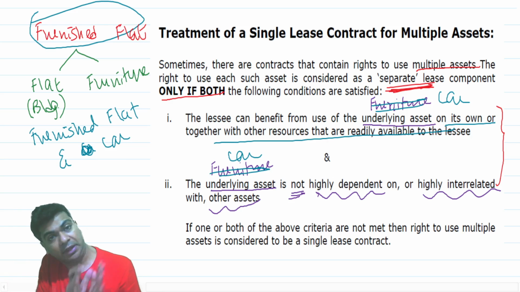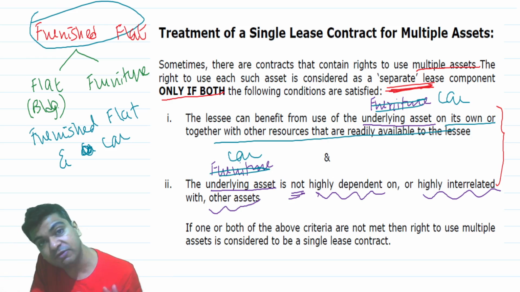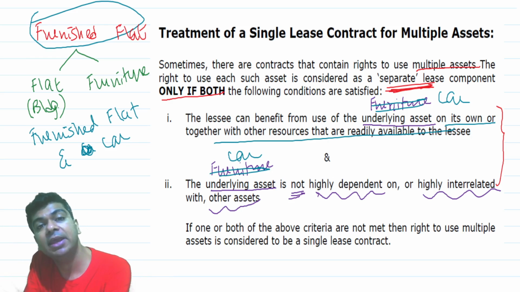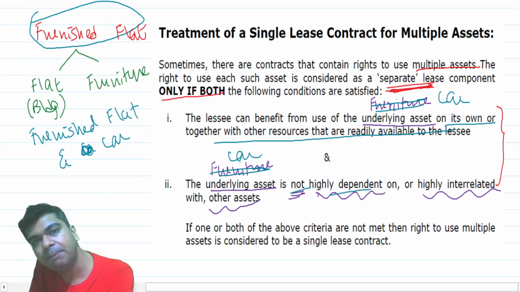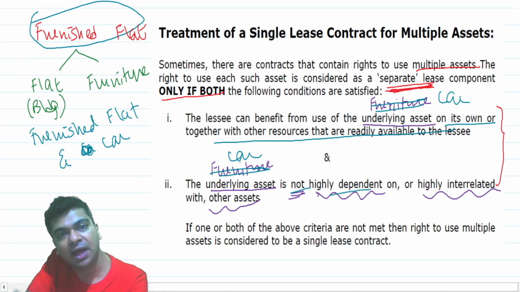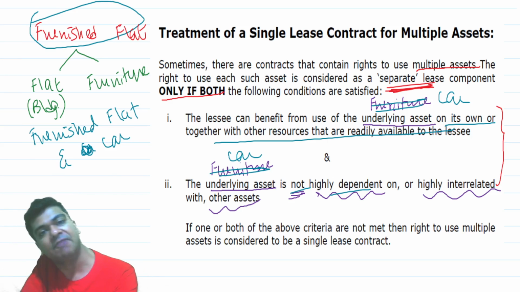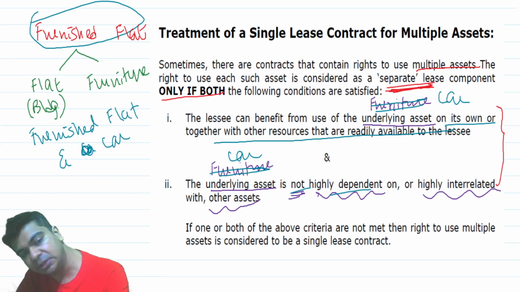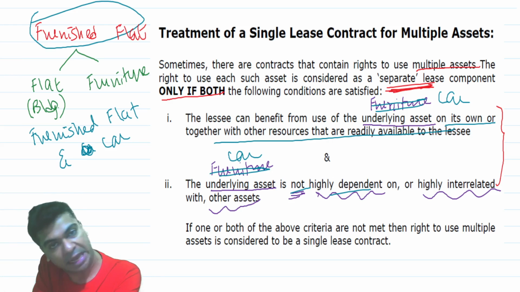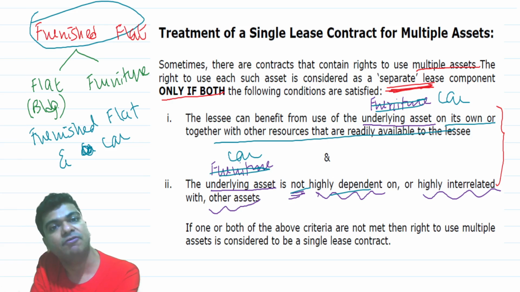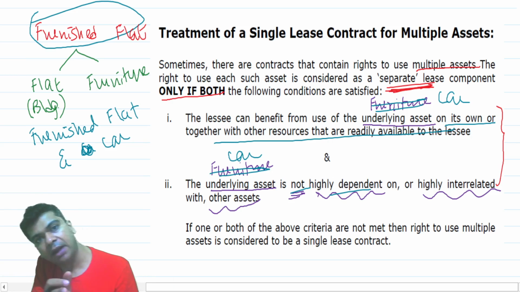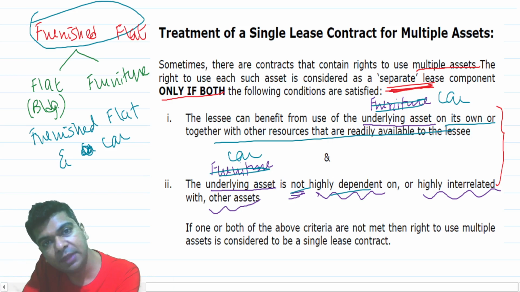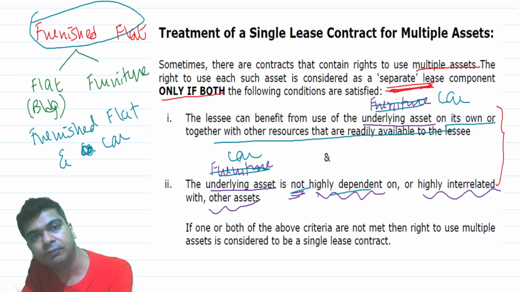I can. Even if I do not have a furnished flat, I can still make use of the car, isn't it? And similarly, the car is definitely not dependent on the flat. The car is definitely not interrelated with the other assets, which in our example is the flat. So this clearly means that although legally you have signed a single lease contract, as far as accounts is considered, furnished flat is a separate lease, car is a separate lease. Both of them should be accounted separately, right?